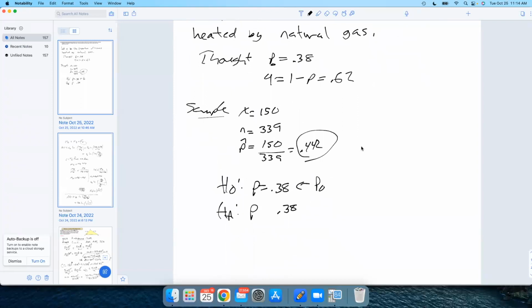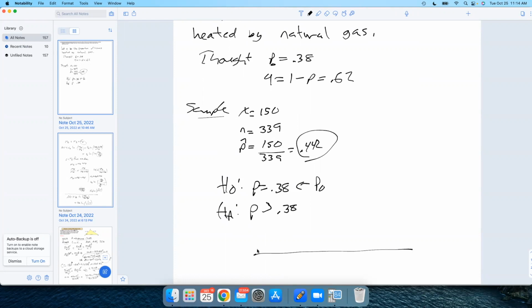Your first go-to, the first thing you want to think is either greater than or less than. And you look at the picture, or you look at the number to see, is that bigger or smaller than 38? That's bigger. So we used to think 38% of homes are heated by natural gas. The sample says it might be bigger than that.